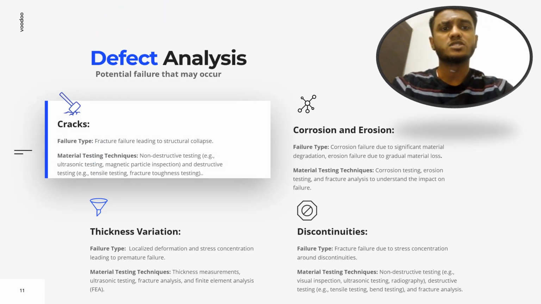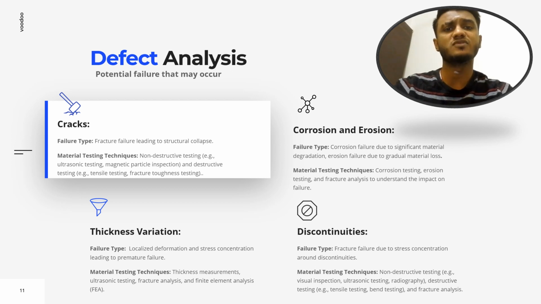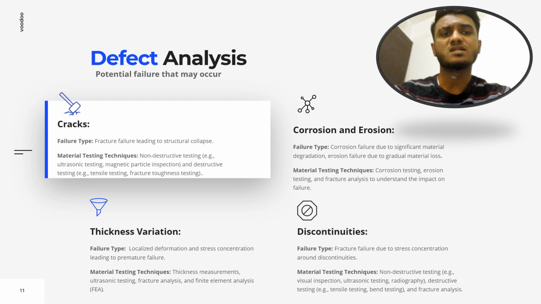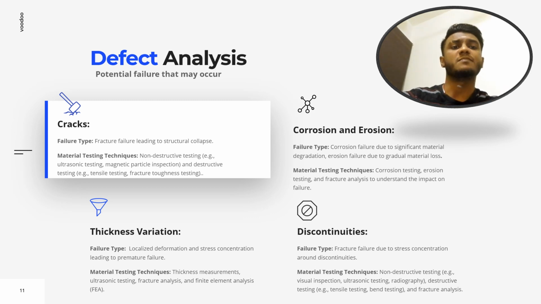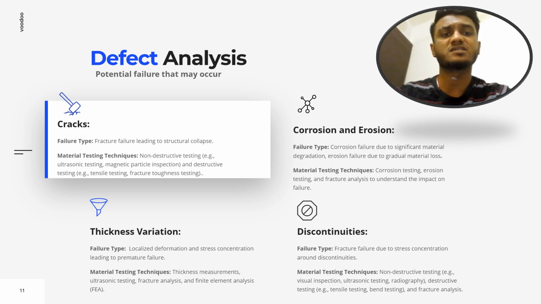Good evening, my name is Taneeswaran and I'm here today to present some important details regarding two common defects found in manufacturing processes, which are variation in thickness and material discontinuities. Now let's discuss the potential failures that may occur as a result of these defects and the corresponding material testing techniques that can help mitigate these failures.